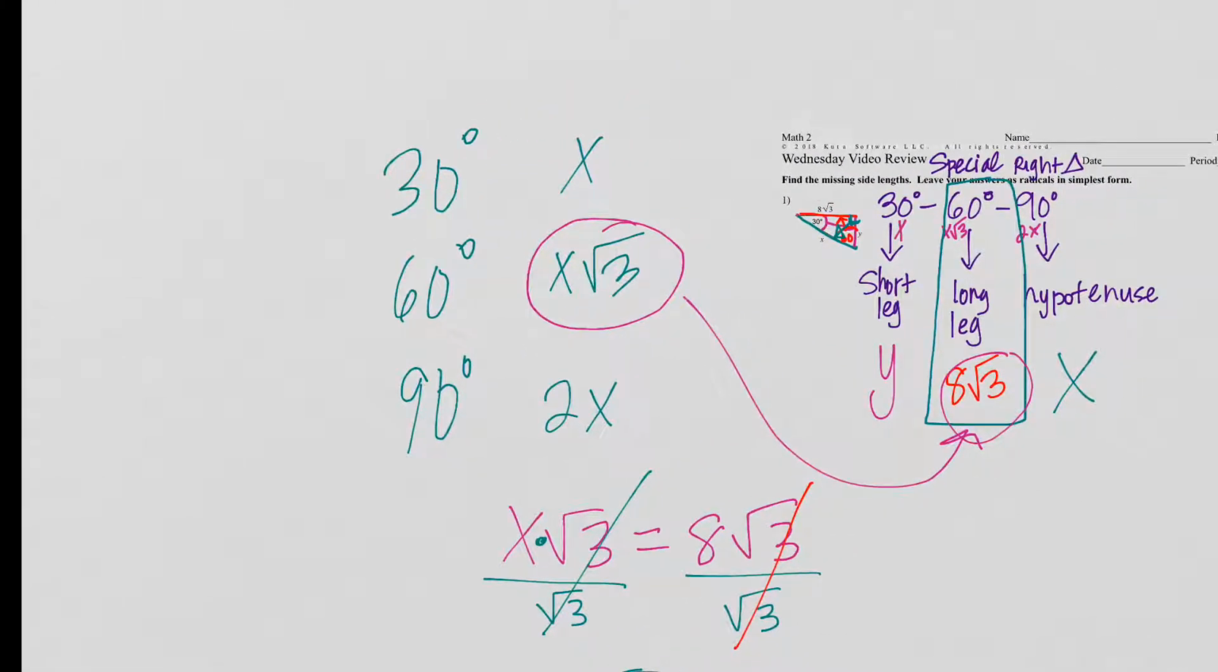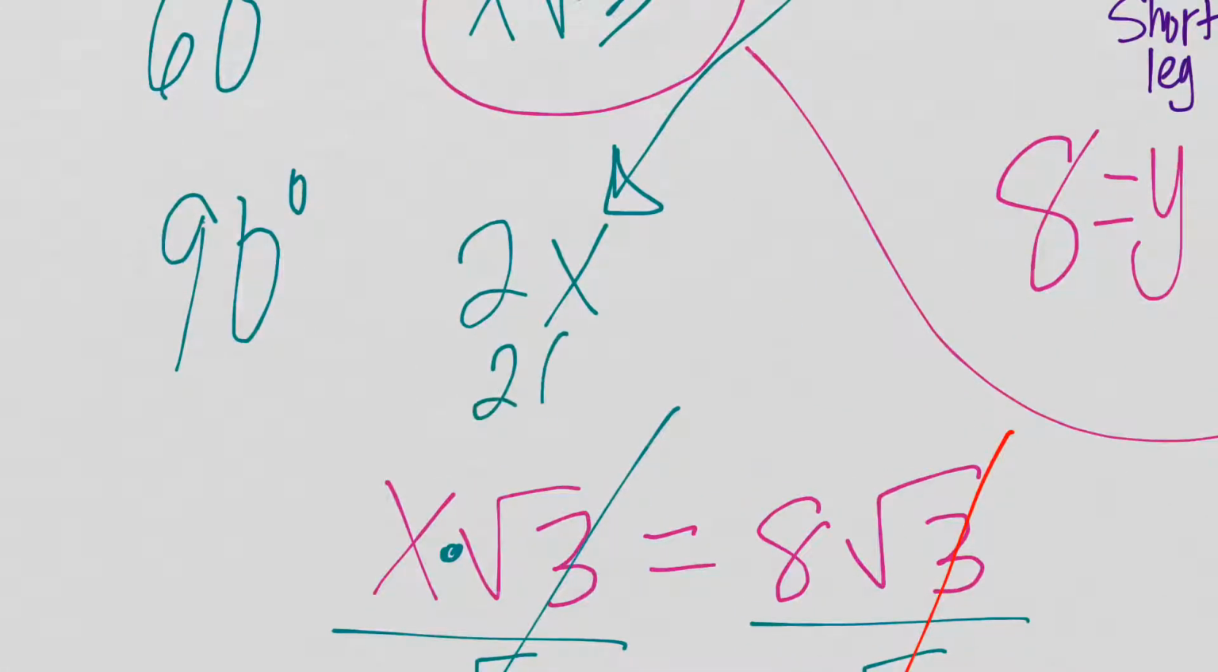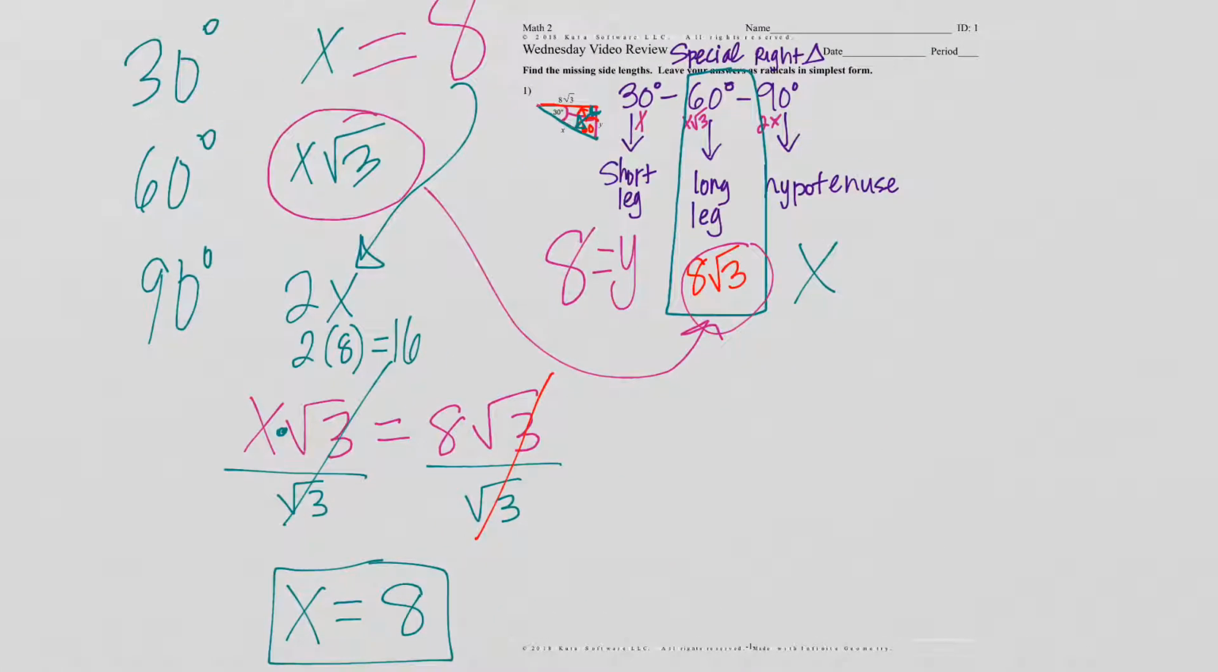If I go back here, who's my x value? That would be the 30 degree angle, so it's my short leg. And in my problem, it's denoted as a y. So that means 8 is going to equal my y. If my x value is 8, how do I find the hypotenuse? I just substitute 8 into my x value. So what's 2 times 8? That's 16. And how was it denoted in my problem? It was denoted with an x.